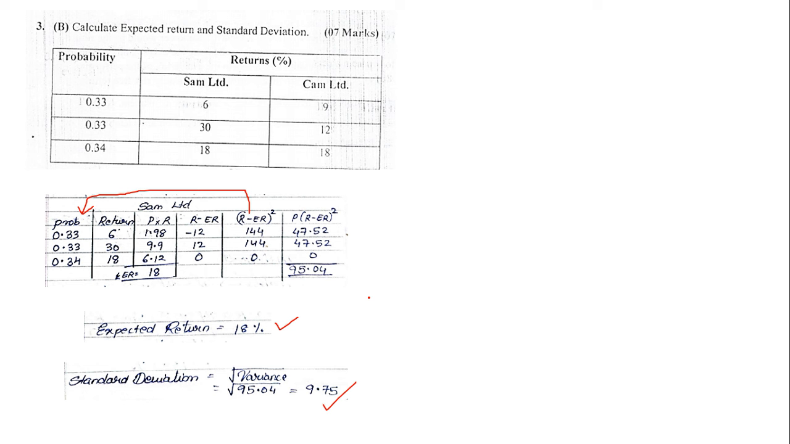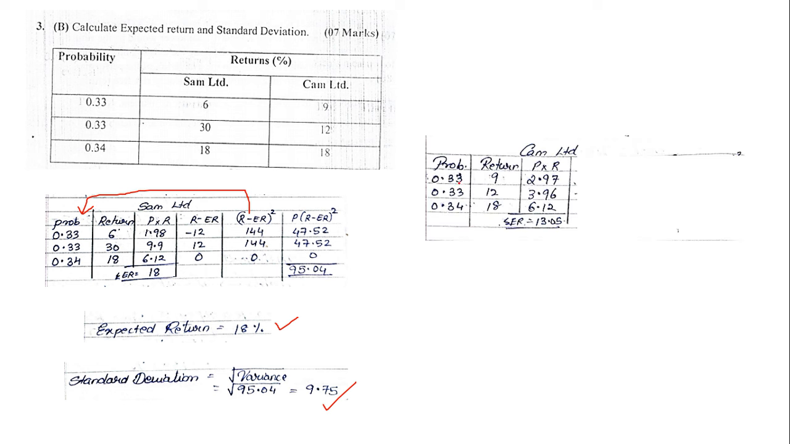Now this was for SAM Limited. Same way we'll have to do for CAM Limited also. So 0.33, 0.33, 0.34, the probability. Returns are 9, 12, 18. Multiply, we get 2.97, 3.96, 6.12. Add up, we get 13.05. Therefore expected return is 13.05%.